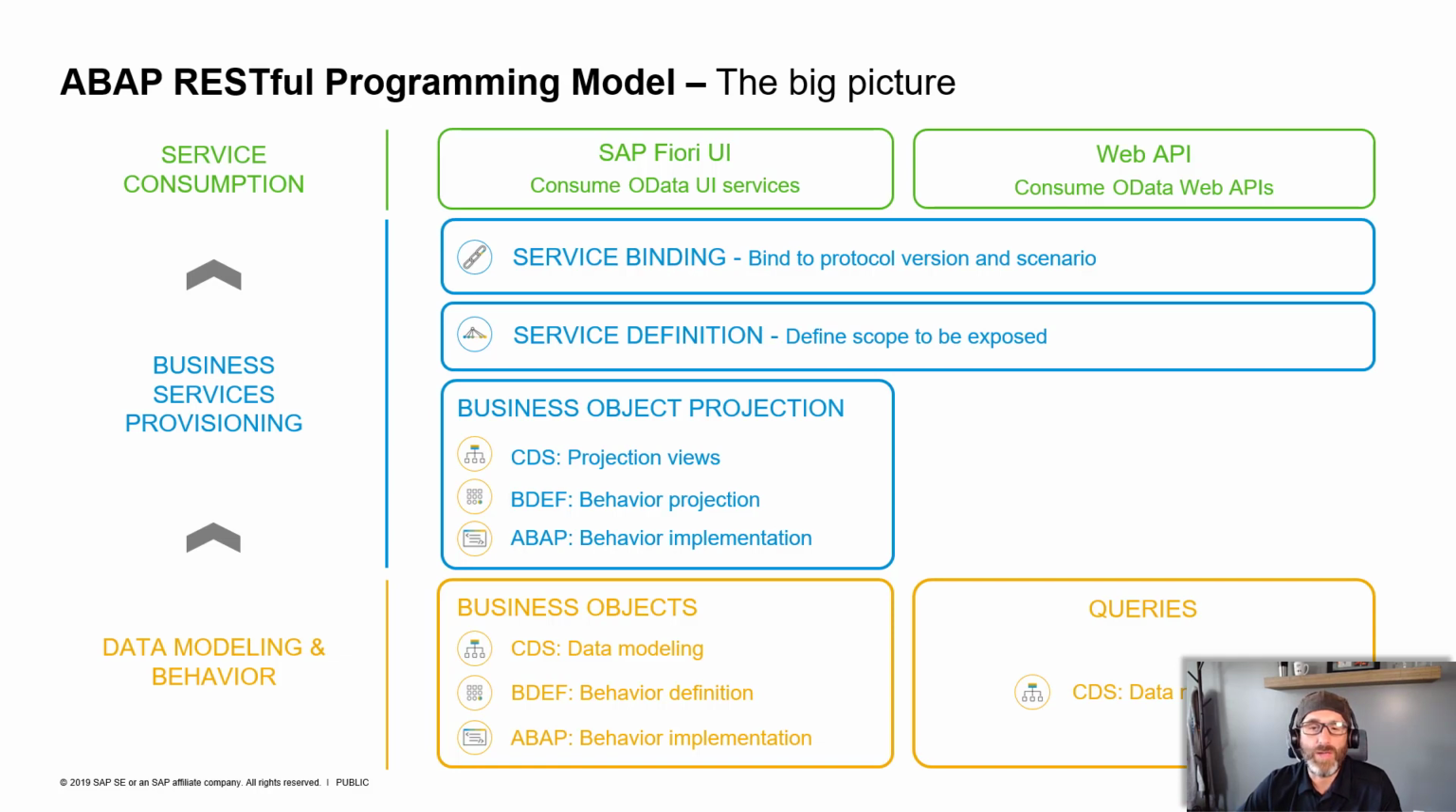We also define the service definition, which exposes specific entities of our data model. And then the definition at this point is still protocol agnostic. So now we can create the service binding over top of that service definition, where we define the actual protocol, whether it be OData v2 or web API. And then the final layer is the service consumption layer, where we consume our service from SAP Fiori or as a web API.